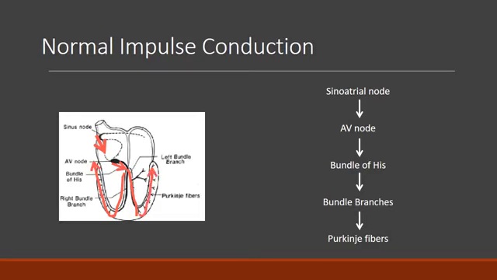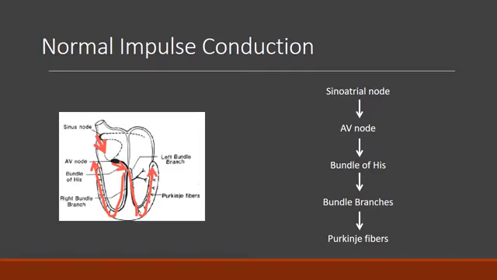Now, in terms of the normal impulse conduction, we'll walk through that. So the SA node, or the sinoatrial node, that's the start. Typically that's the first part of the wave of depolarization. That's in the upper right atrium. And so you can see the wave starts there, and then it's going to move through the atrial muscular tissue, cardiac tissue, and then it's going to wrap around and end up at a bottleneck, which is otherwise known as the AV node.